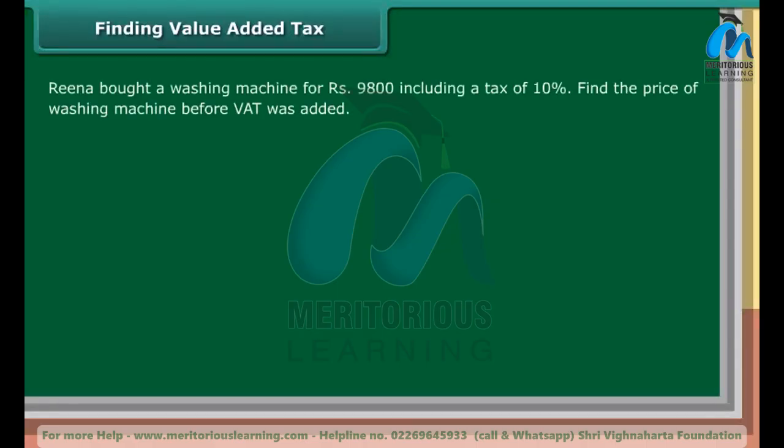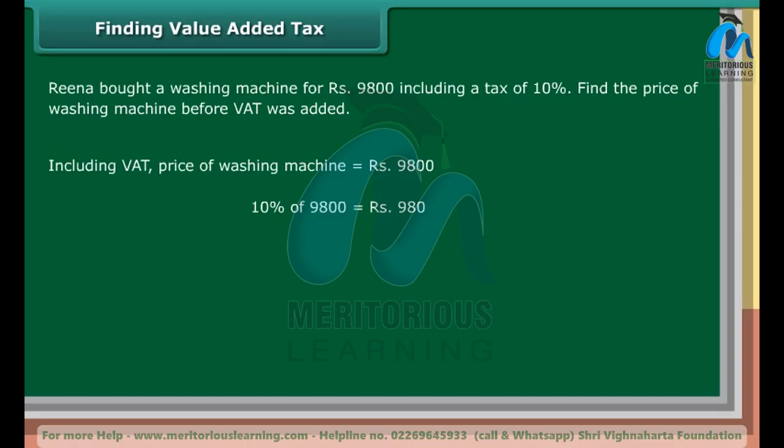Finding value added tax. Reena bought a washing machine for rupees 9800, including a tax of 10%. Find the price of washing machine before VAT was added. Including VAT, price of washing machine is equal to rupees 9800. 10% of 9800 is equal to rupees 980. Price before VAT added is equal to 9800 minus 980, which is equal to rupees 8820.